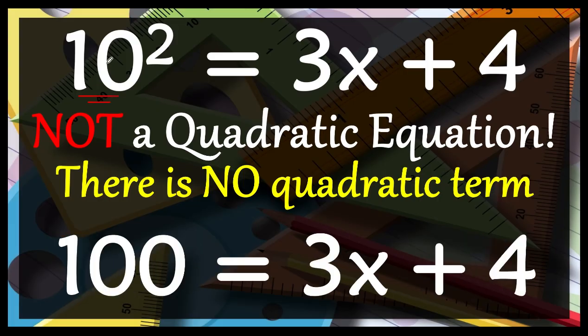Ano ba ang simplest term ng 10 squared? Diba ang ibig sabihin yan ay 10 times 10? Kasi ang exponent, it tells how many times the base is multiplied by itself. So that is 10 times 10, which is 100. And as you can see, nung sinimplify na natin, wala tayong quadratic term. Wala tayong may exponent na 2.